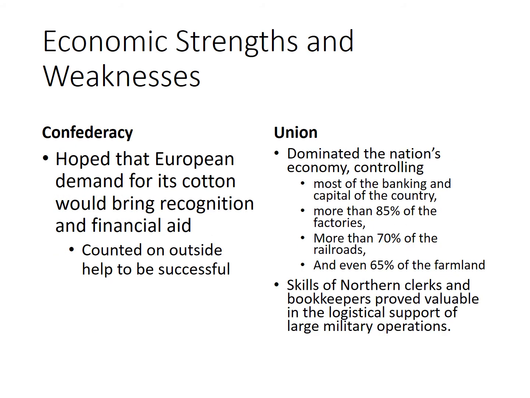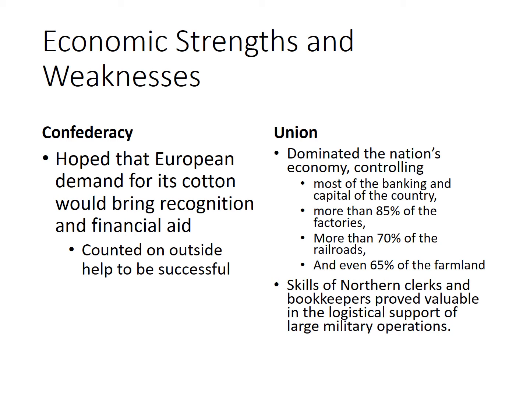As for economic strengths and weaknesses, the Confederacy hoped that European demand for its cotton would bring recognition to it and financial aid, and they pretty much counted on Europe to be successful, and that ultimately bit them. The Union dominated the nation's economy and controlled most of the banking and capital, more than 85% of the factories, more than 70% of the railroads, and 65% of the farmland because of the territories.